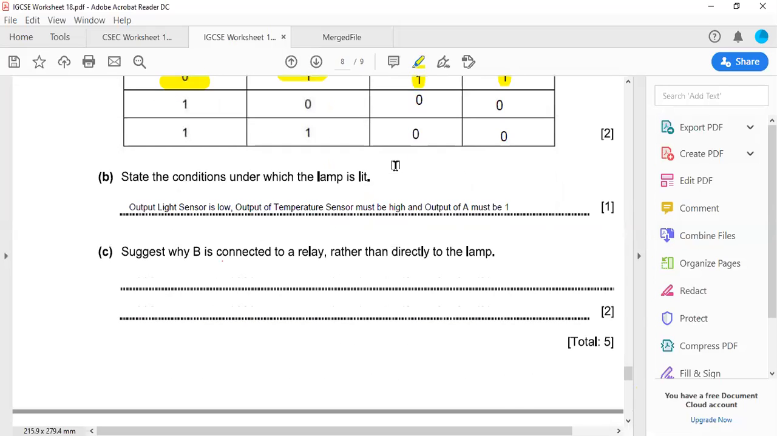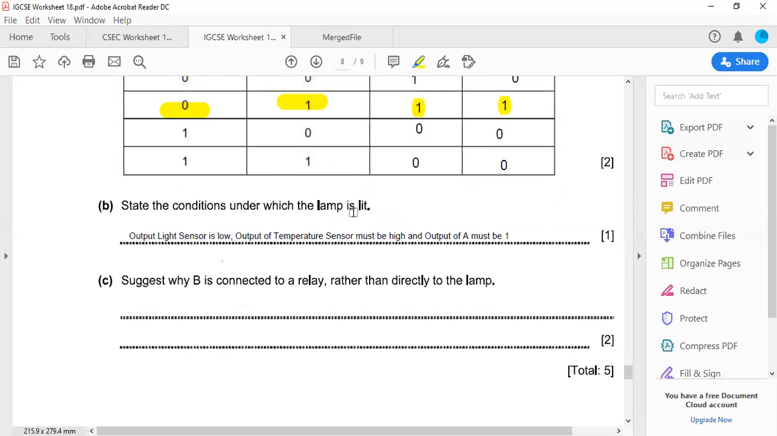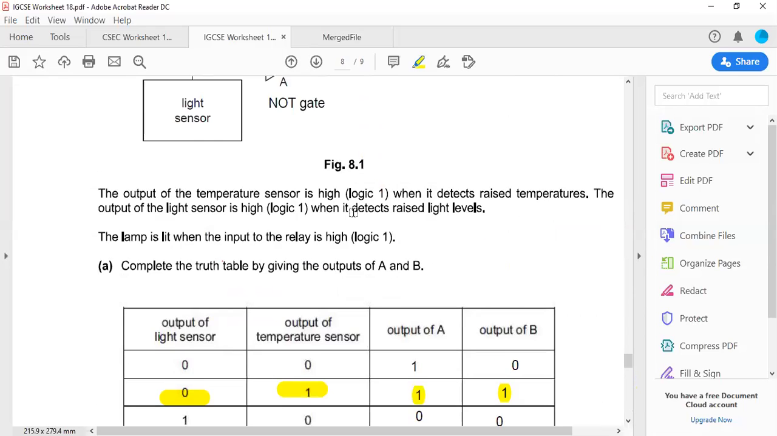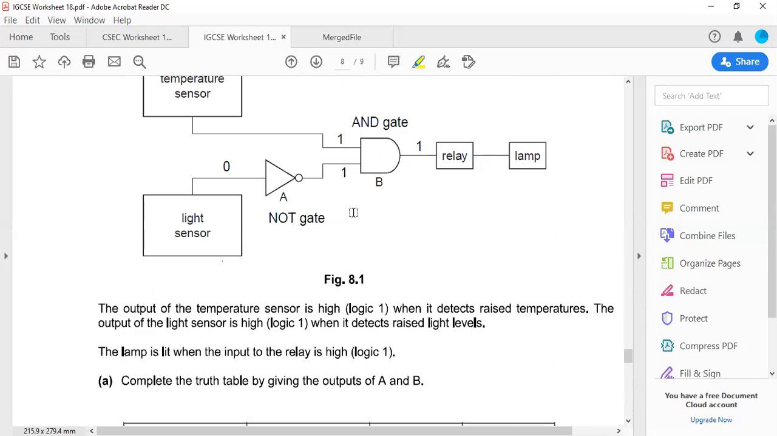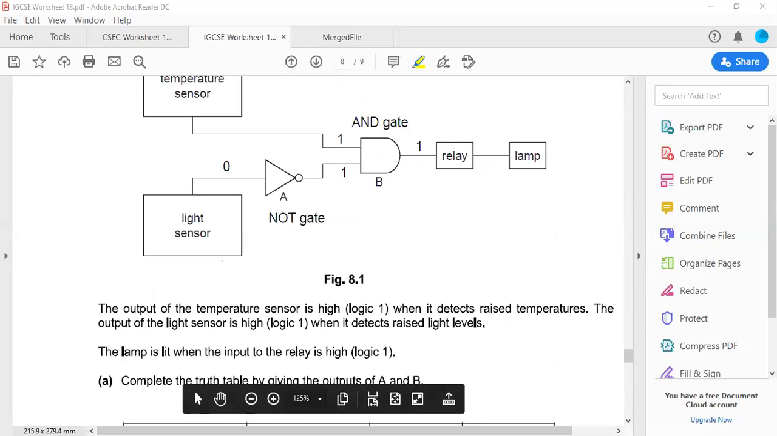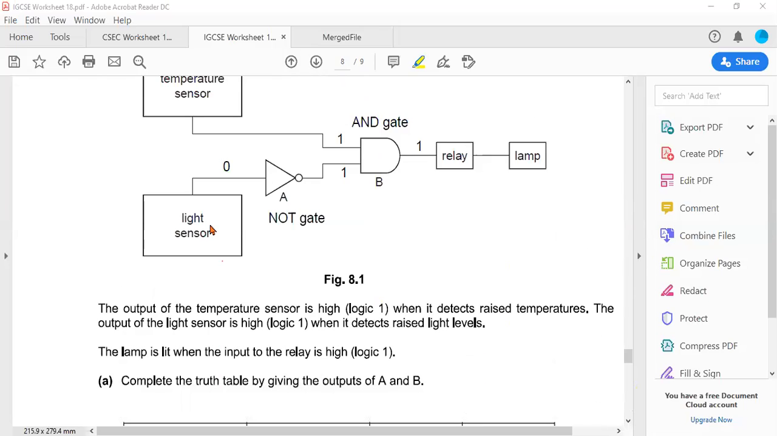Okay. It says suggest why B is connected to a relay rather than directly to the lamp. Alright, if we go back to our notes, why do we use a relay in the first place? Anybody have an idea why we use a relay? We did components.